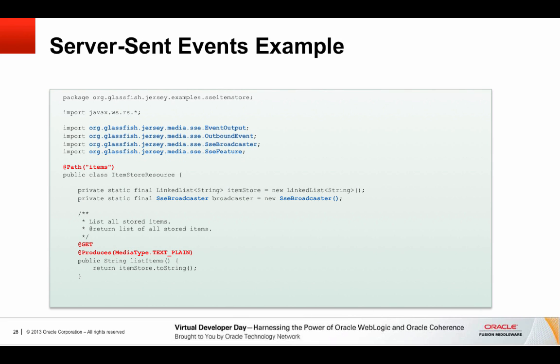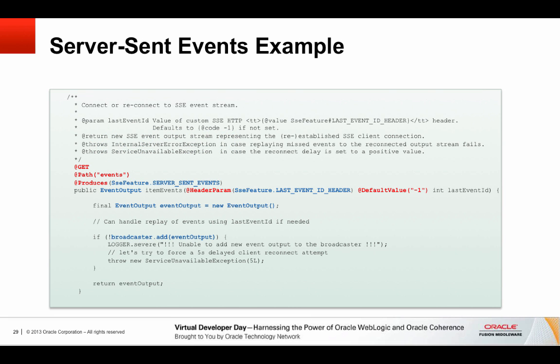Here's an example of what a server-sent event looks like when running. Once again, it's very JAX-RS oriented. I'm describing a path for my server-sent event access point. I define methods that I want to expose using standard JAX-RS APIs and annotations. In this case, I've got a GET to list the items. Where it starts to get interesting is where I can provide subscription points for clients to come in and request access to one of these server-sent event streams.